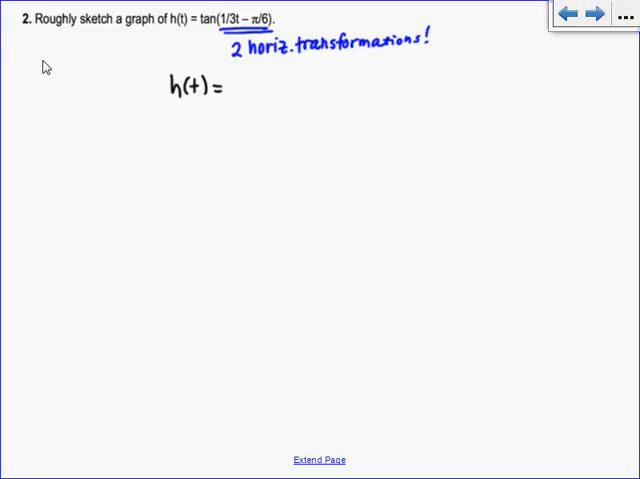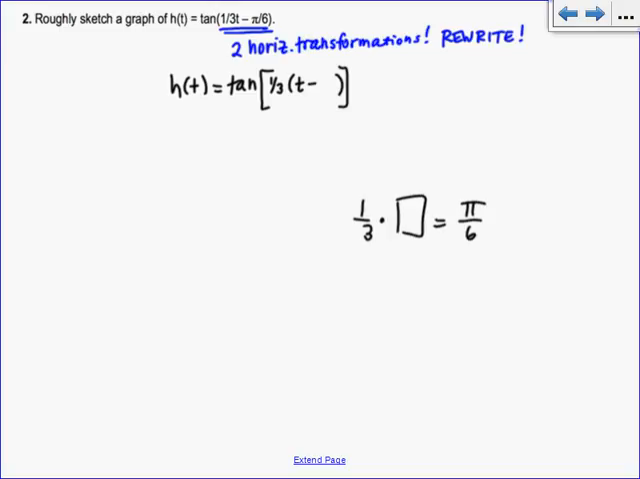So we rewrite, and we rewrite by pulling that number in front of t out of the parentheses. Okay, so I have tangent of 1/3, and then I'm going to have t minus something. So let's think. 1/3 times something is going to give me pi over 6. Yeah, exactly. I need pi over 2. Do you guys get it? How it works? So if I'm listing my transformations, I know that I'm going right pi over 2. Okay, in Precalculus, you have a word for that. We call that the phase shift.